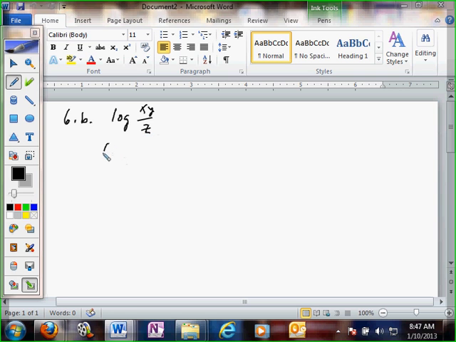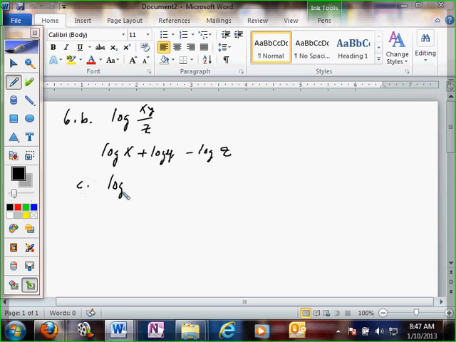So it's just going to be log base 10 of x plus log base 10 of y minus log base 10 of z. And that's it. Expanded this multiplication with this addition, and then this division with this subtraction. Let's look at part C.